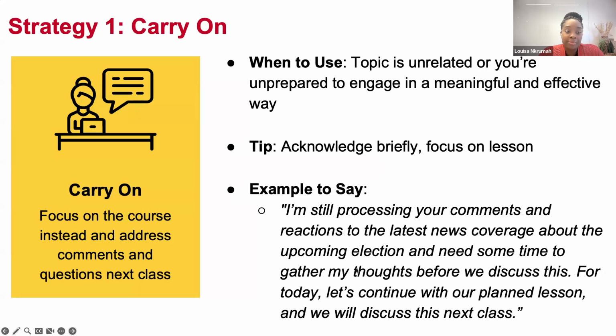So this is an example of something you might say to your class. I'm still processing your comments and reactions to the latest news coverage about the upcoming election, and I need some time to gather my thoughts before we discuss this. So for today, let's continue with our planned lesson, and we'll discuss this next class. So you've made it really clear to the students that you need some time to process their comments and gather your thoughts so that you can have a discussion in an effective way. So they know that you care and that you want to be better prepared for having a discussion. So that is strategy or option one.